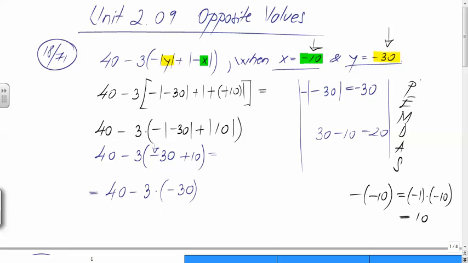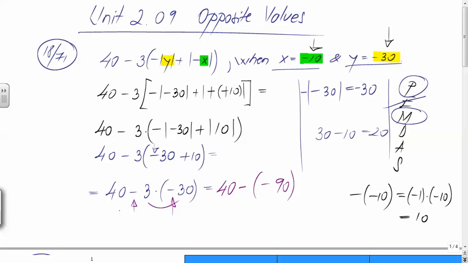Okay? So we're done with the parentheses. We have no exponents. Next, we have multiplication. Let's do that. Okay? 3 times -30. So your expression will be 40 minus 3 times -30 is going to be -90. And be careful here. You see I have a negative sign in front of my 3. I have a negative sign over there.